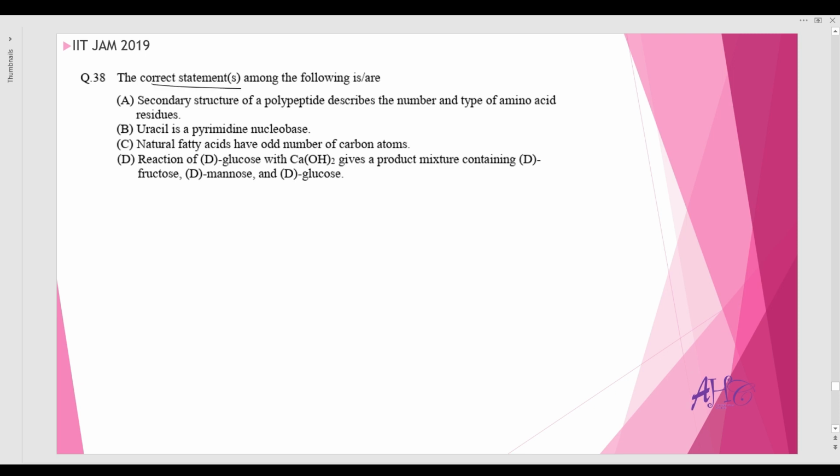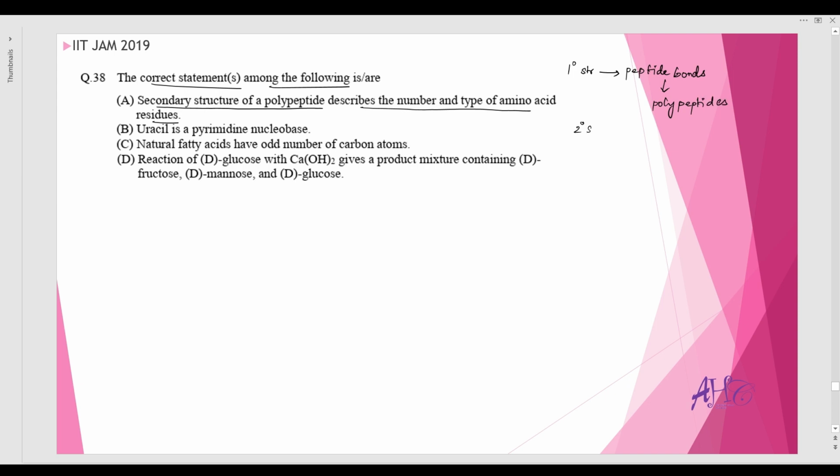So here the question is: the correct statement among the following. First, they have given: a secondary structure of polypeptide describes the number of types of amino acid residues. Now they are asking what the structures are based on. Typically, when your primary structure forms, when peptide bonds form, that is called your primary structure. Wherever peptide bond formation is there, that is your primary structure. So when multiple peptide bonds form, that is called your polypeptides.